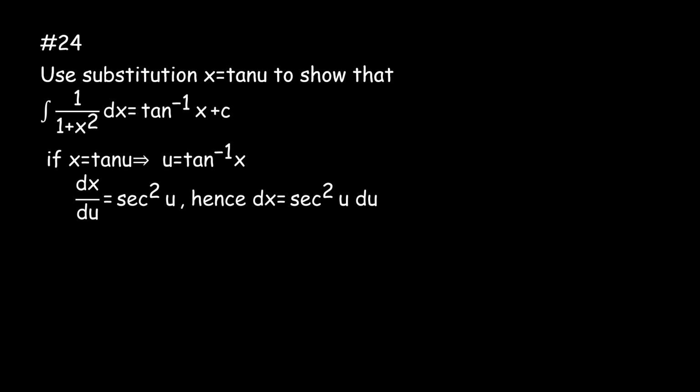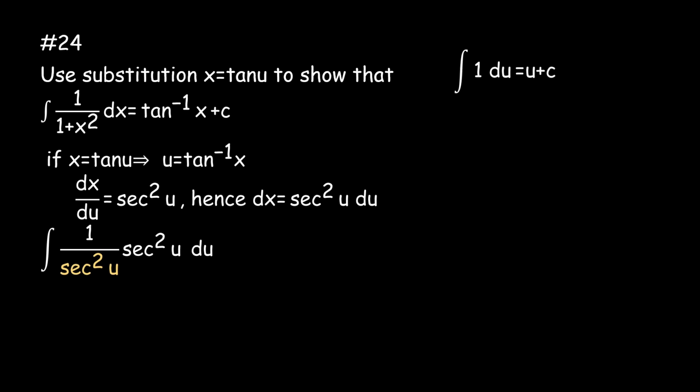This would be the integral of 1 over 1 plus tan squared u times sec squared u du. Remember that 1 plus tan squared u is a trigonometric identity, which you replace with sec squared u, just like this, and the sec squared u cancels out. We integrate 1 with respect to u, and that will be u plus c. But then u is tan inverse of x, so our final answer would be tan inverse of x plus c.